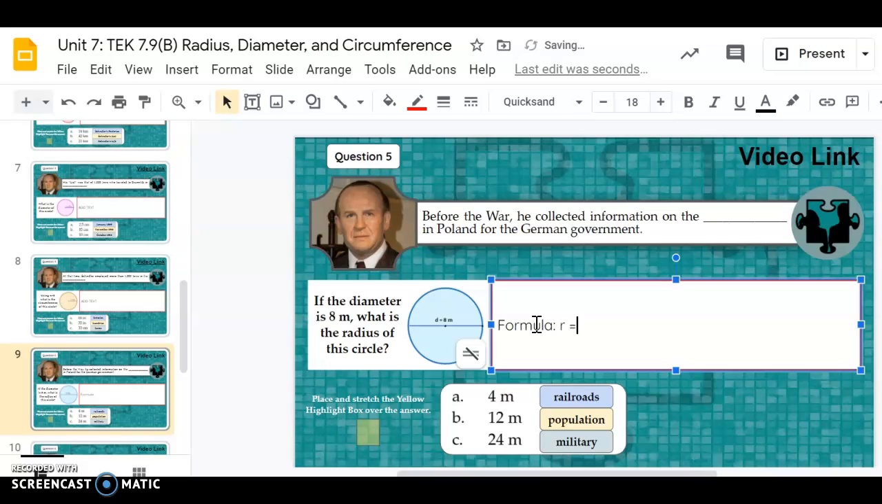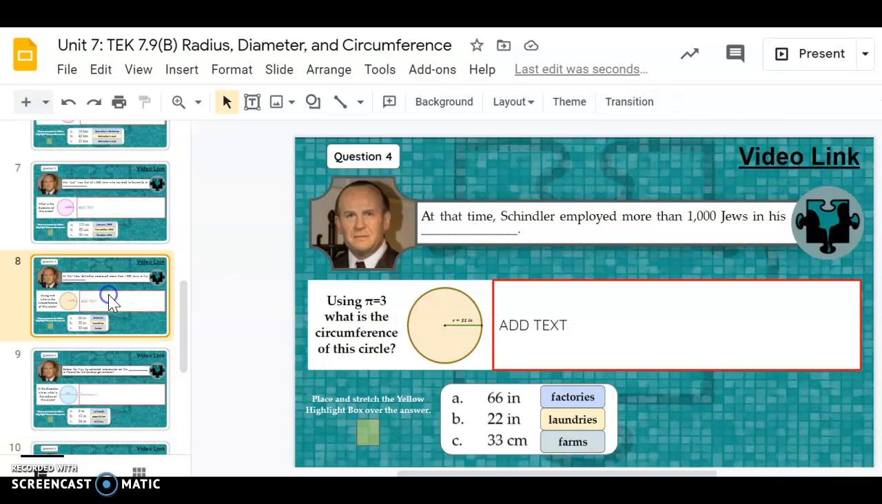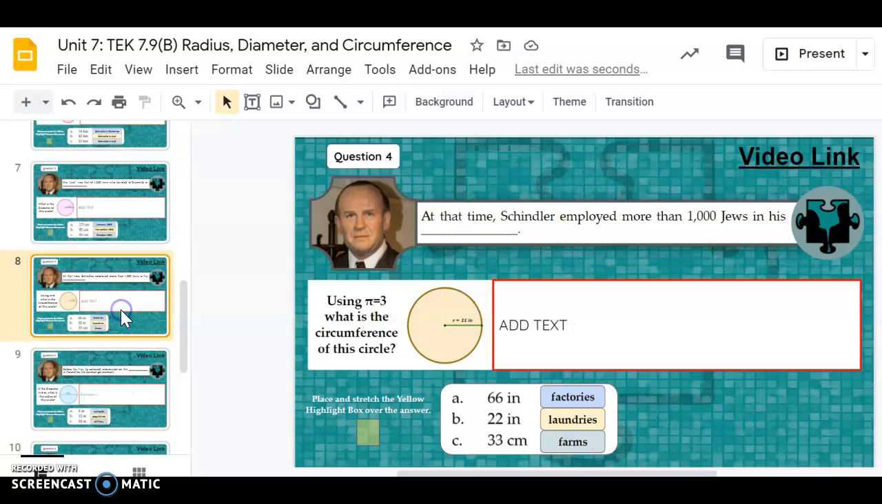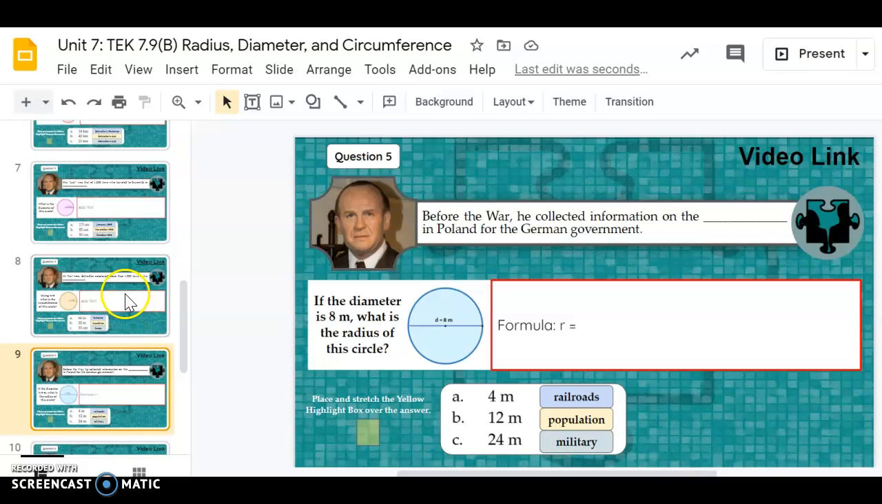So I don't know the radius. Radius equals, now I have my diameter. What I want you to notice is the line on your diameter goes from one end to the other. The one with the radius just goes from the center to the end. Look at those lines. What do you notice about those lines? Radius, diameter, radius, diameter, radius, diameter. The radius is half of the diameter when it comes to size.